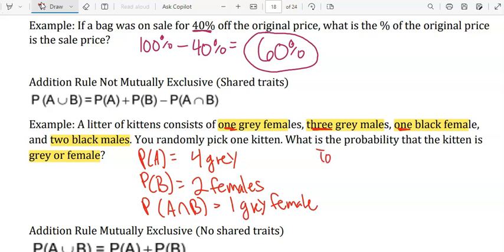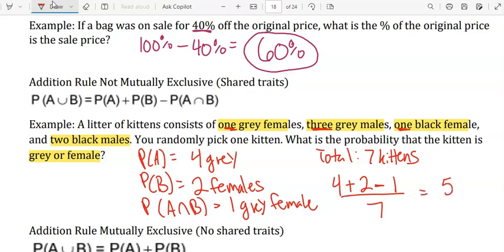And then the total is 7 kittens. So we have 4 gray plus 2 female minus 1 gray female, all over 7 kittens. So your answer is 5 out of 7 chance that the kitten is either gray or female.